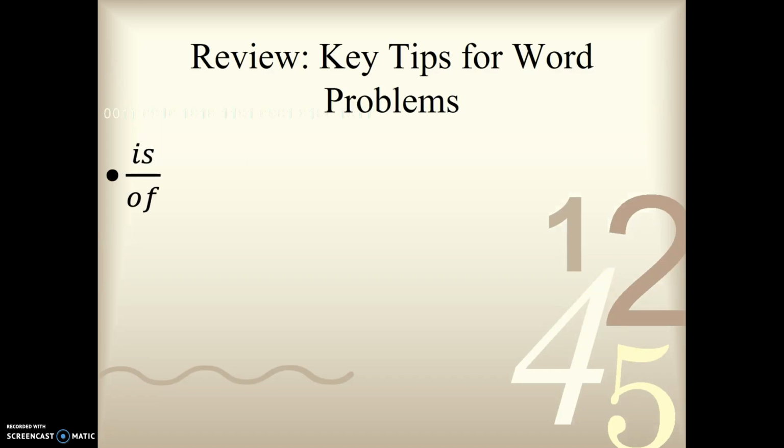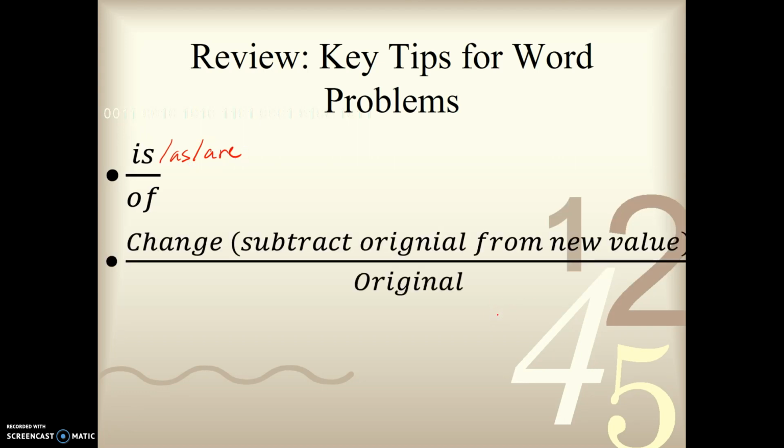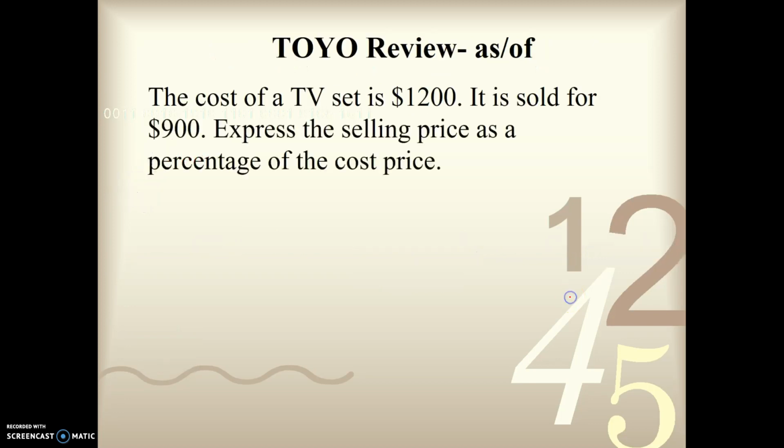We had three different sort of clues that we talked about that you can look for in word problems. We had is, as, or are over of, and we had change over original, and we had more over than. So go ahead and I want you to pause the video and try this first problem on your own. You should be able to do this, I think. So go ahead and try it and then come back and check your work.